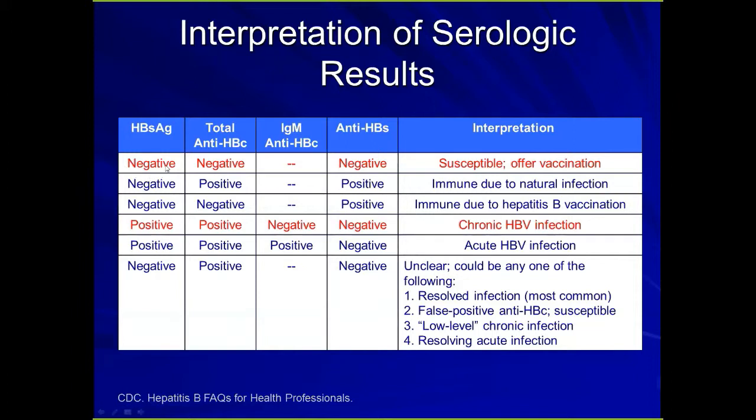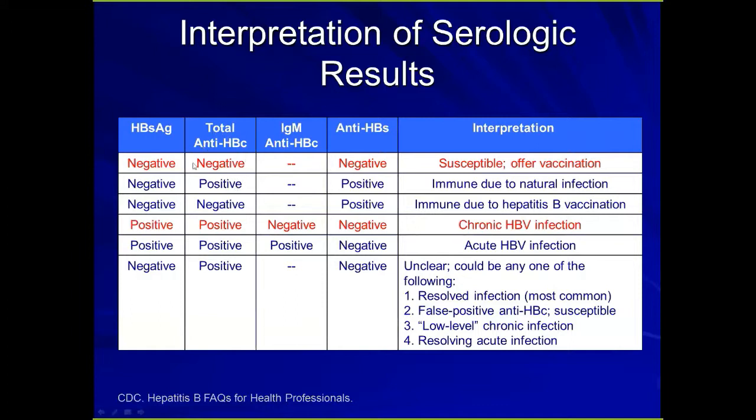So if surface antigen is negative, core antibody is negative, and surface antibody is negative, that means this person has not been vaccinated, because vaccination would give rise to surface antibody. This person has never been infected, because anybody who's infected naturally with hepatitis B will always have a core antibody. So this person should be vaccinated.